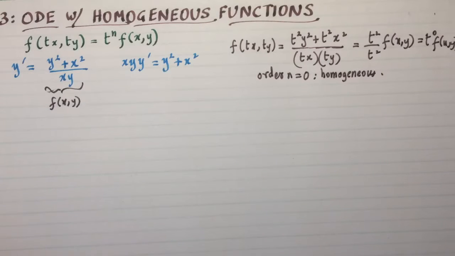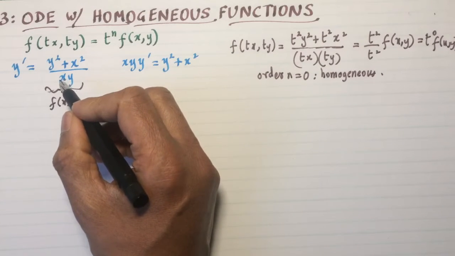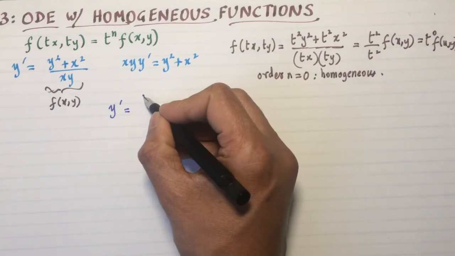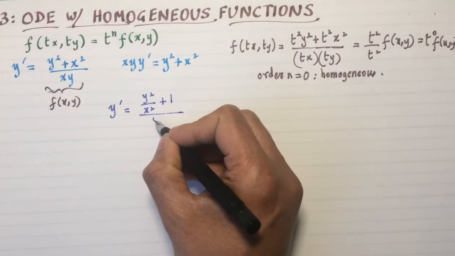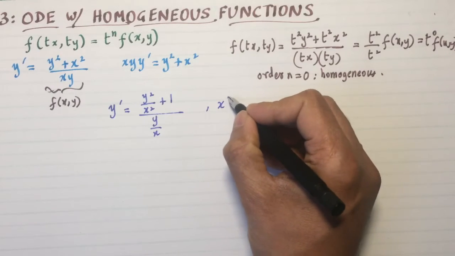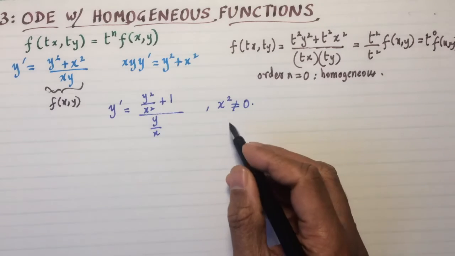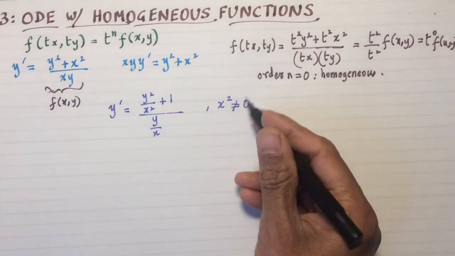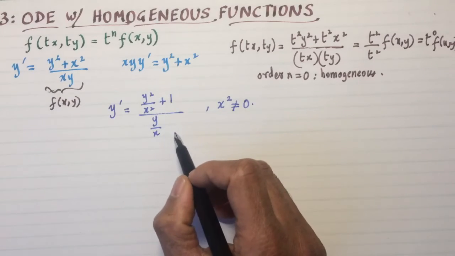A homogeneous function is very good to have because we can solve it by a very simple procedure, and that is to divide both sides by x squared in this case. So I'm going to get y prime equals y squared over x squared plus 1 over y over x. This method does assume that x squared is not 0, and you have to keep this in mind because if the solution comes out with x squared not equal to 0, then you may also have a solution with x squared equal to 0 as an additional branch in some cases. But right now we'll just see where this takes us.